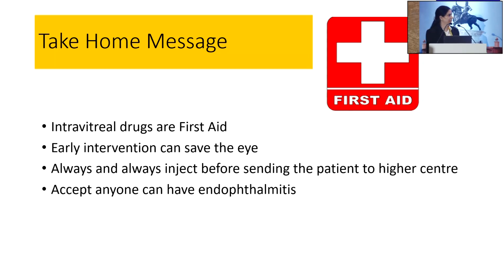So the final take home is: intravitreal drugs are the first aid. Early intervention can save the eye, and always inject before sending the patient to a higher center. Anyone can have an endophthalmitis, so we have to act early. These 4 points are very well taken, especially for anterior segment surgeons. What I'm surprised is that they can all give intravitreal Avastin, but they don't give intravitreal antibiotics. So please, if you can give Avastin, you can give antibiotics too. This point is very well taken: always inject before.